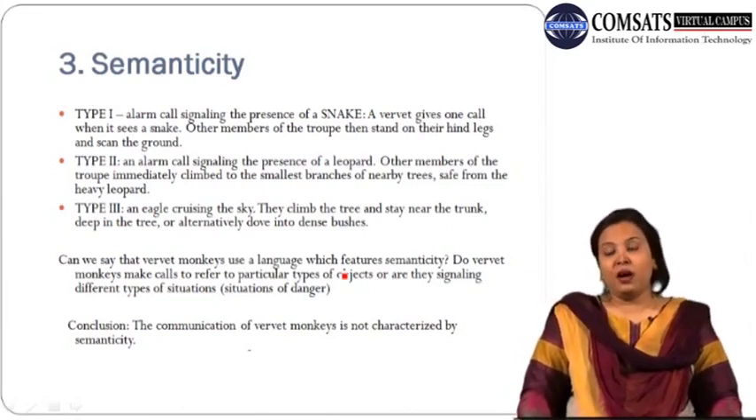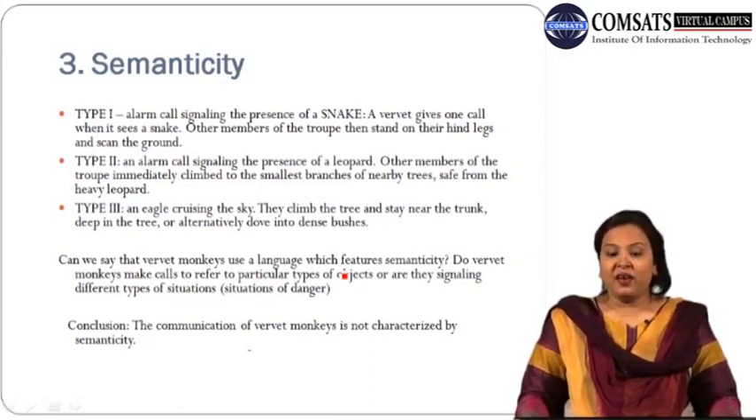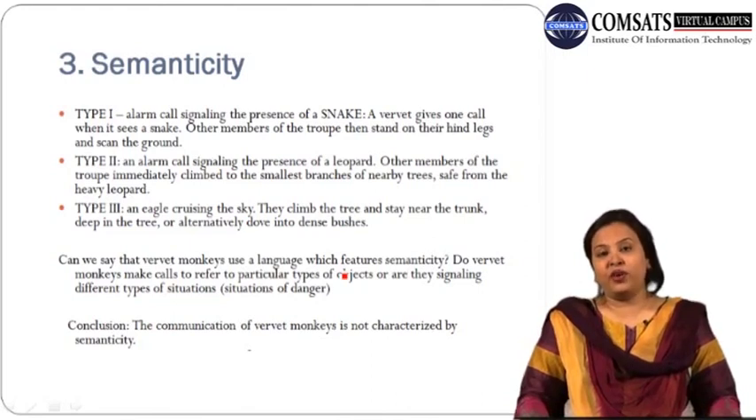Similarly, if a vervet monkey sees a leopard, he utters a different kind of sound. Quite strange, but it happened. As soon as he utters that sound, all other members of the troop immediately climb up the trees. So they realize that their partner monkey is indicating what kind of danger. It means they have a proper communication. They indicate their types of danger through different symbols, and every alarm call, every sound that a vervet monkey produces, has a different meaning.